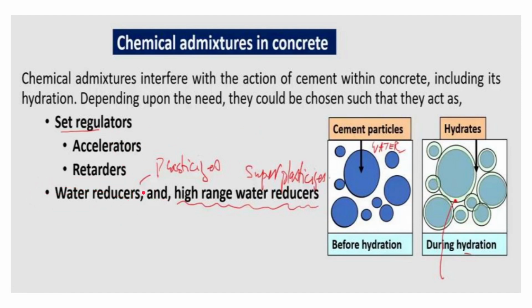If it is a simple water reducer, it is a plasticizer. If it is a high range water reducer, it is a superplasticizer. They can also be used for increasing and decreasing the rate of hydration. That is known as regulators, so it can be both an accelerator as well as a retarder. As we saw in this sketch, these are the cement particles, and after hydration, these products get formed encircling the particles.